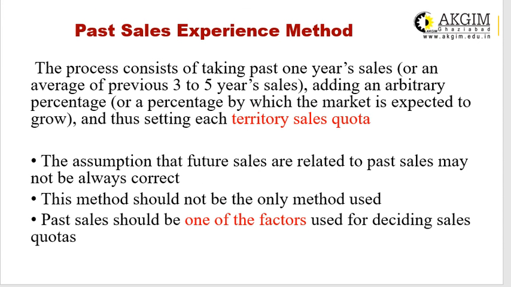Then we have the past sales experience method. By the name itself, you can understand that on the basis of past sales experience only, the quotas are being set over here. This process consists of taking the past 1 year's sales or an average of the previous 3 to 5 years of sales, adding an arbitrary percentage by which the market is expected to grow, and thus setting each territory's sales quota.